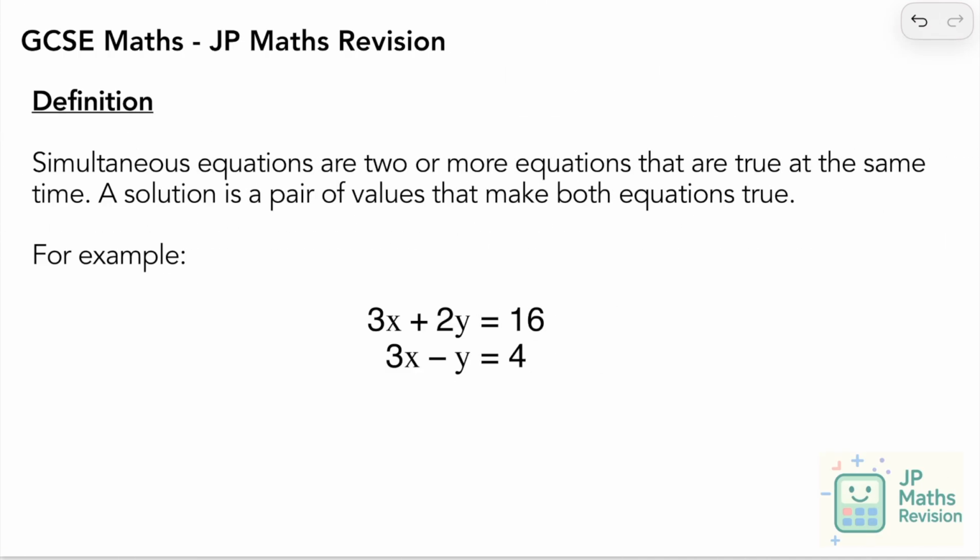So a quick definition before we get started. Simultaneous equations are two or more equations that are true at the same time. A solution is a pair of values that make both equations true. So for example, if we have 3x plus 2y equals 16 and 3x minus y equals 4, we're trying to find two values, x and y.